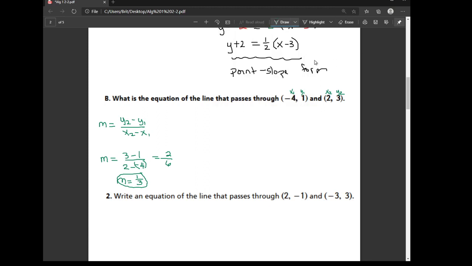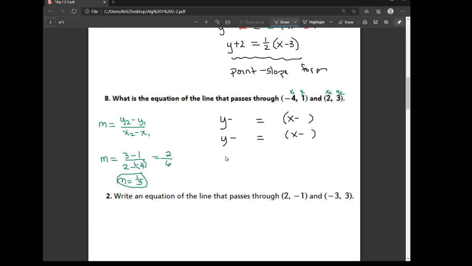So I'm going to go ahead and fill out my little templates. I have y minus, I'll put some value, equals m times x minus another value. And I'm going to write this template out a couple of times because there's going to be a couple of ways I could write this equation.